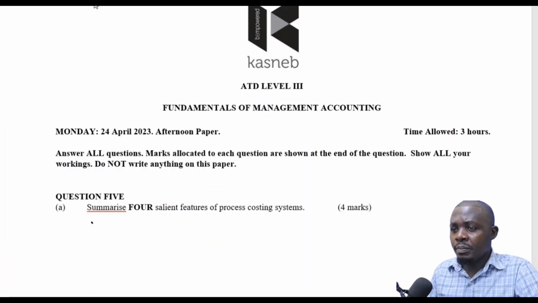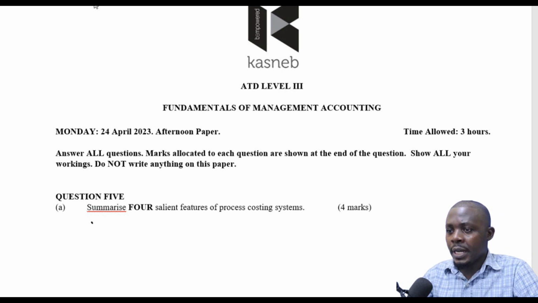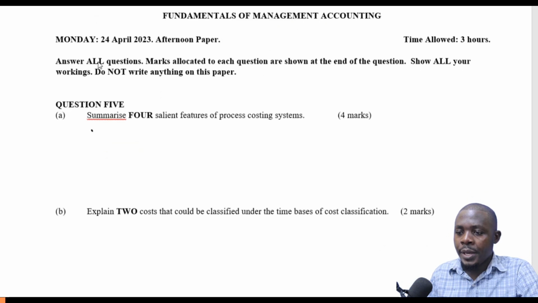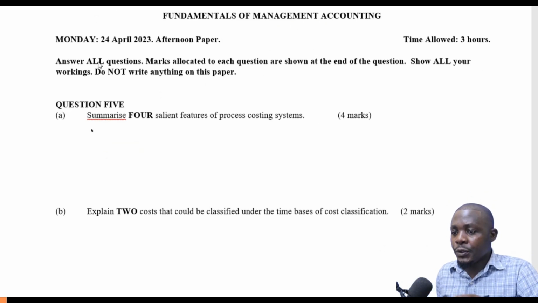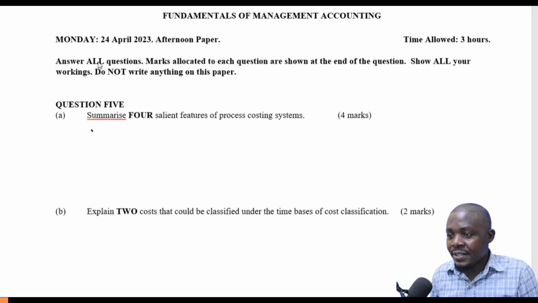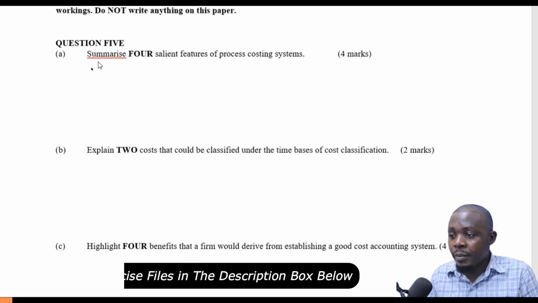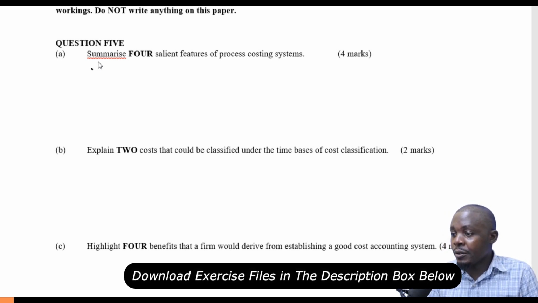We are looking at April 2023 Fundamentals of Management Accounting. Question number 5. Summarize 4 salient features of process costing system, 4 marks. And part B, explain 2 costs that will be classified under time basis of cost classifications. And part C, highlight four benefits that a firm will derive from establishing a good costing accounting system.